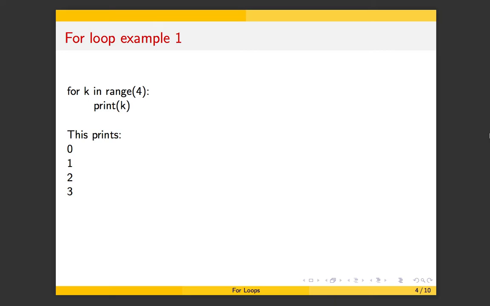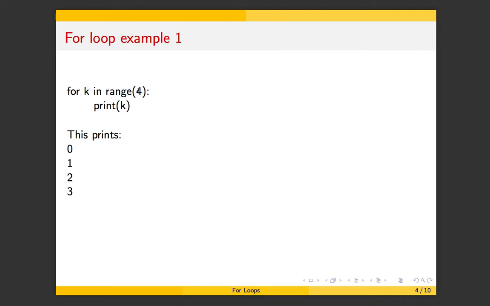Okay, so before I show you more sophisticated examples, here's a first example of a for loop. Here's the syntax. For k in range 4, colon, print k. Okay, so let's unpack what's going on here. k is a variable that this for loop has called into existence. Okay, this loop has created a variable called k.